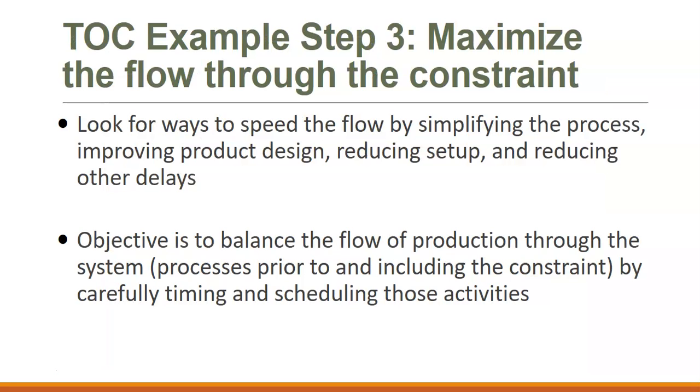We want to maximize the flow through the constraint. So we're going to look for ways to speed the flow by either simplifying the process, improving product design, reducing the setup, reducing other delays, or adding capacity. So we saw in the other information that we had problems staffing this area. So if we could properly staff it, we might not have the capacity issue or the constraint to begin with.